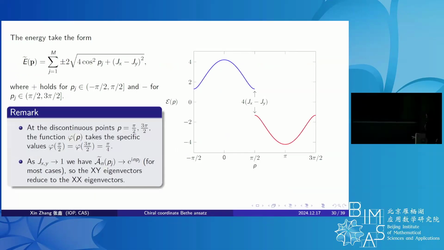The energy we can also parameterize using this causal momentum. If we plot these figures, here is p, the Bethe root, the momentum p, and this is the energy, e to the p, right? We will see that there are two branches and there is a gap, and this gap is 4 times Gx minus Gy. And if we let Gxy go to 1, we can get the eigenvectors of the XX model from the XY model directly.